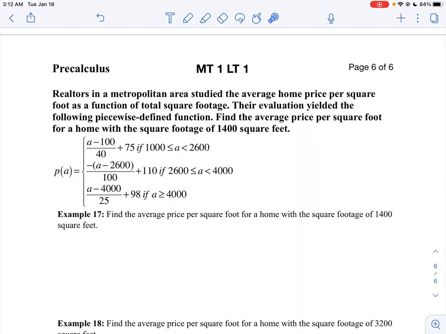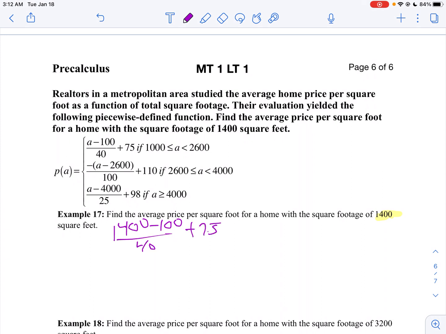So 1,400, that is between 1,000 and 2,600, isn't it? So I'm going to use my first rule. So now I'm going to replace A with 1,400. So I'm going to say 1,400 minus 100 divided by 40 plus 75.